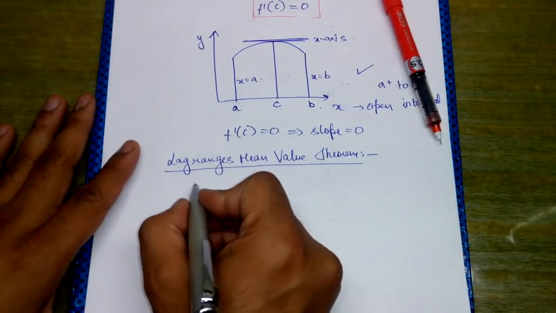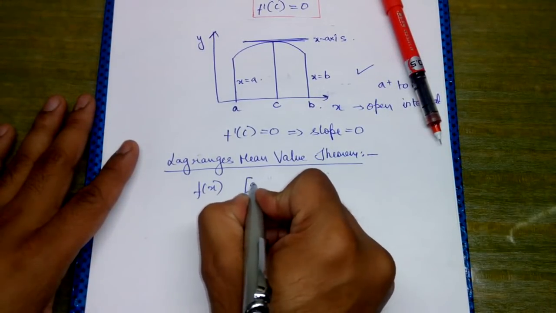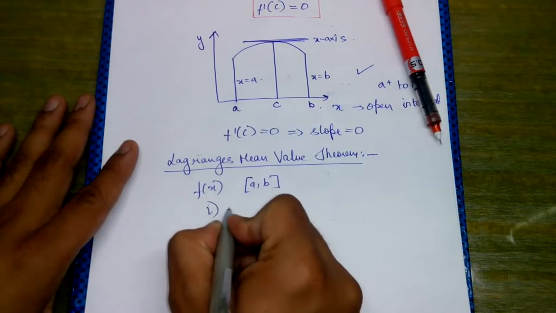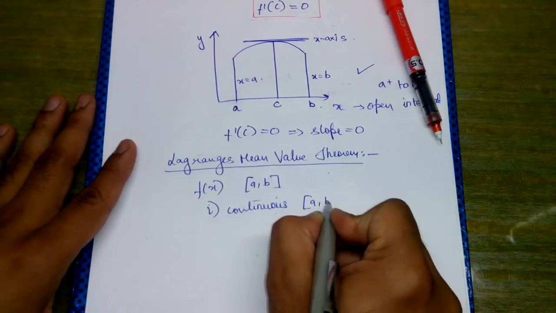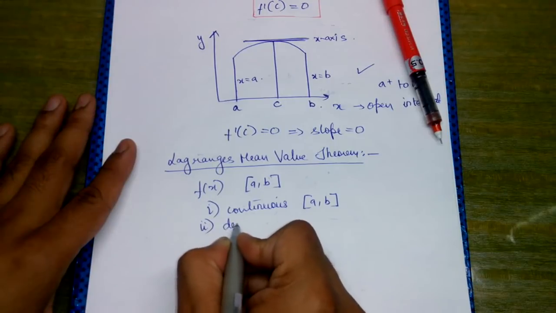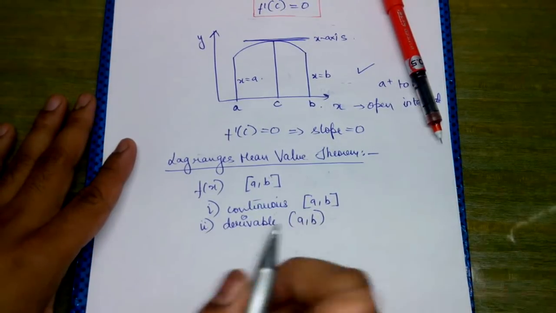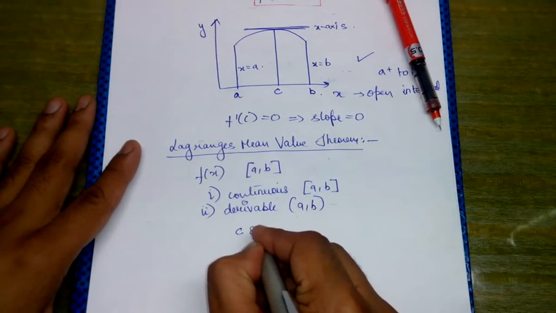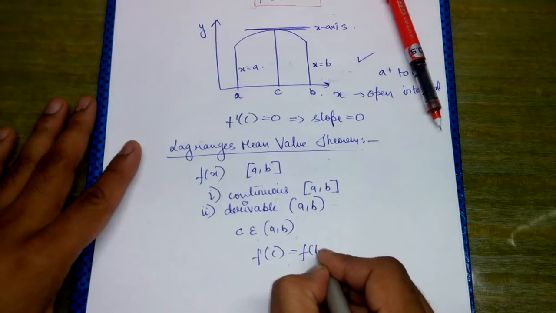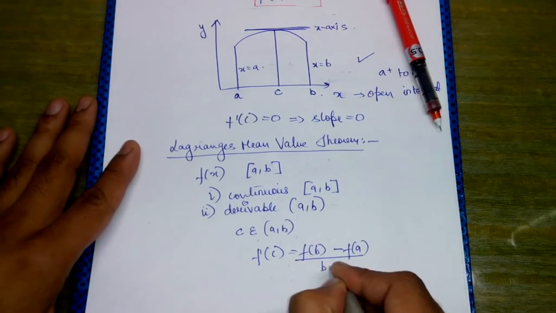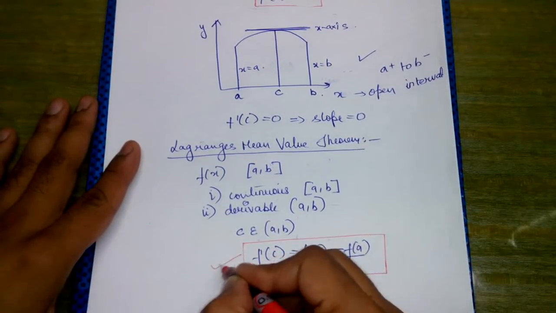So in the Lagrange's mean value theorem, if we have a function f of x such that this is a real valued function in the closed interval between a to b and it is continuous in the closed interval and it is derivable in the open interval, okay, then there exists at least one point c which is lying in between a and b such that f dash c is equals to f of b minus f of a upon b minus a. So this is the important point in the Lagrange's mean value theorem.